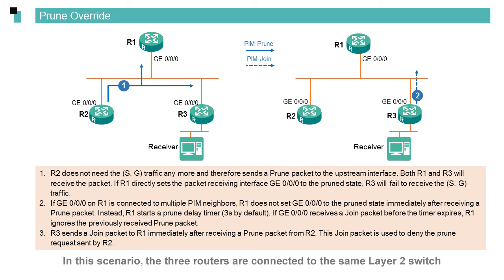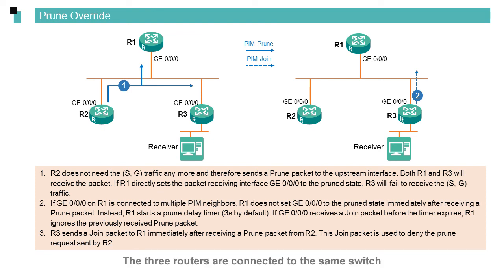In this scenario, the three routers are connected to the same layer 2 switch, and PIM-DM is activated on their interfaces. At the beginning, R2 and R3 were both connected to multicast group members and forwarded the multicast traffic sent to those members by R1. Now, the host connected to R2 has left the multicast group. R2 does not need the multicast traffic anymore and sends a prune packet to its upstream neighbor.